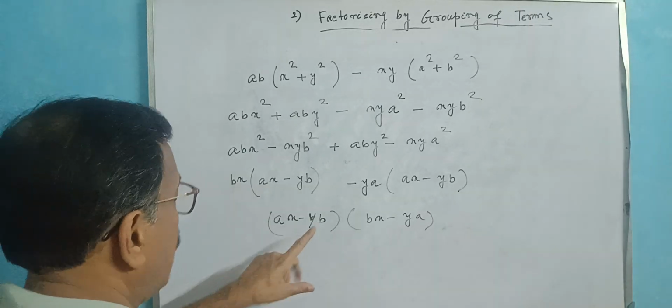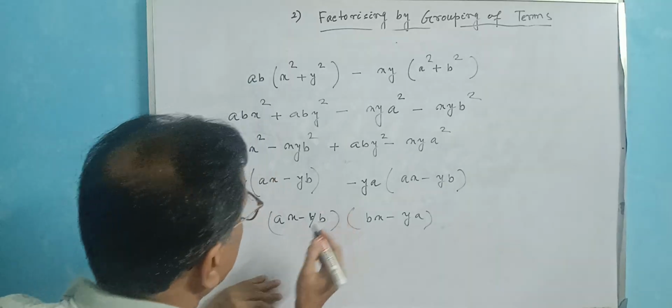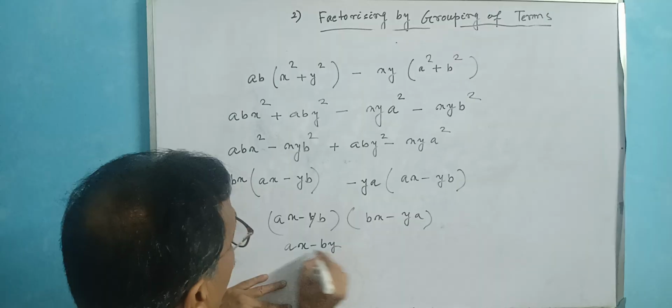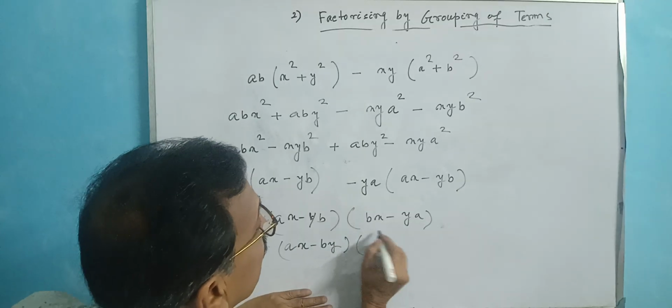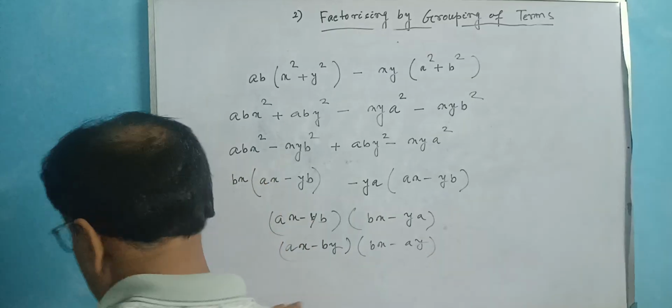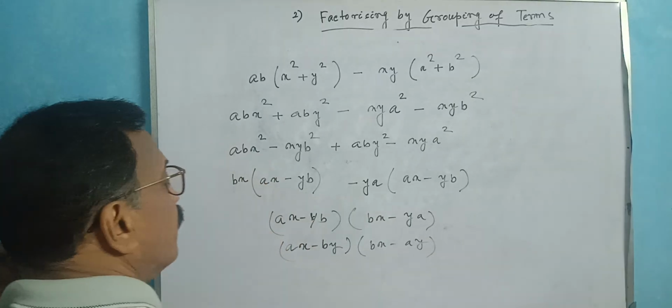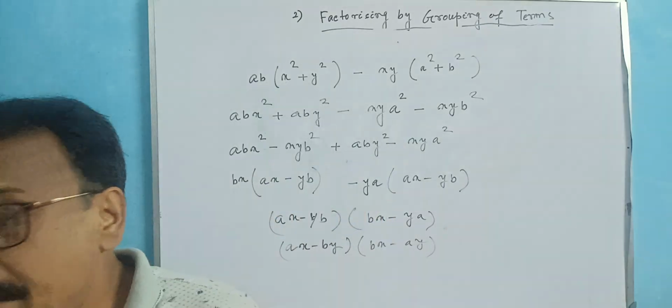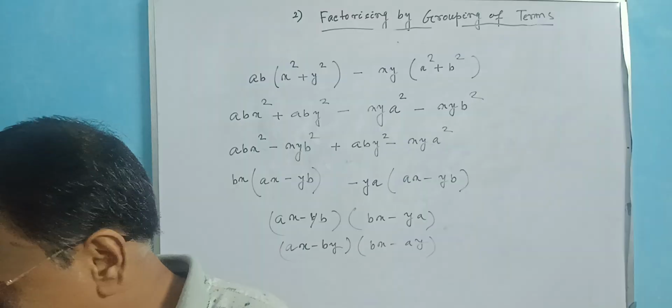ax minus yb. yb or by, the same. You write in this way, ax minus by also. No problem. And this is bx minus ay also. This is the same. Clear? So in this way, I solved different patterns of sums. This is actually the grouping of sums.